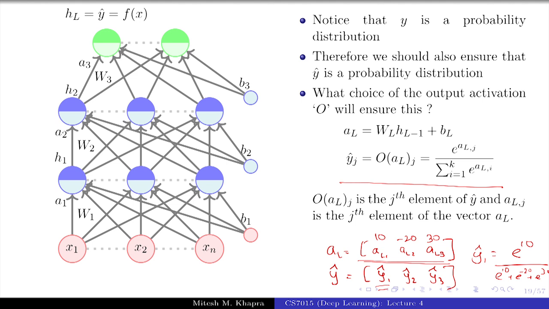So why did we do this e raised to stuff? Why couldn't I have just taken 10 plus minus 20 plus 30 divided by the sum? Because we have negative values, right? So once we take the exponent, even the negative values become positive. So that's why we need the softmax function.